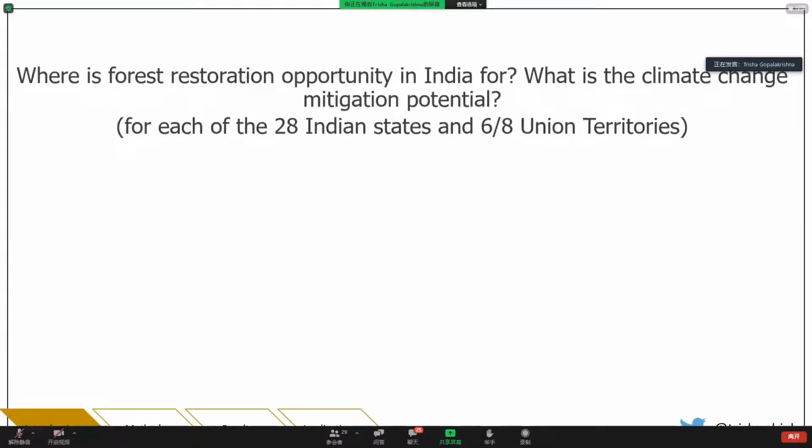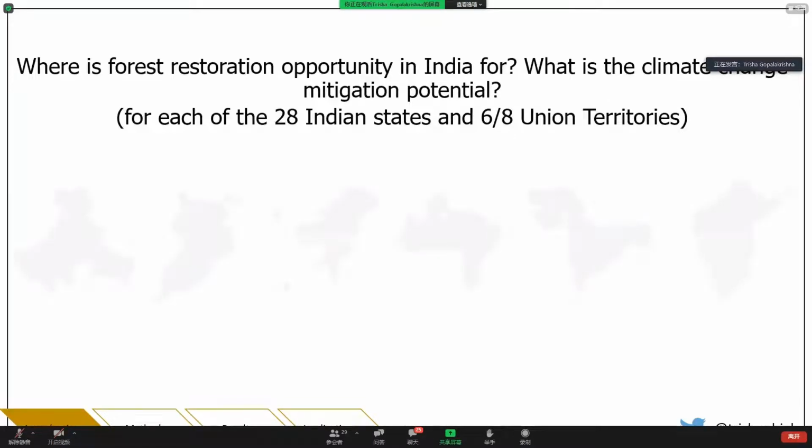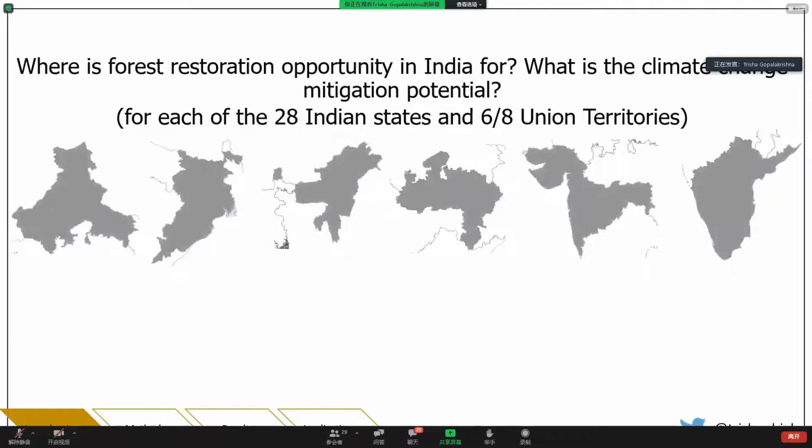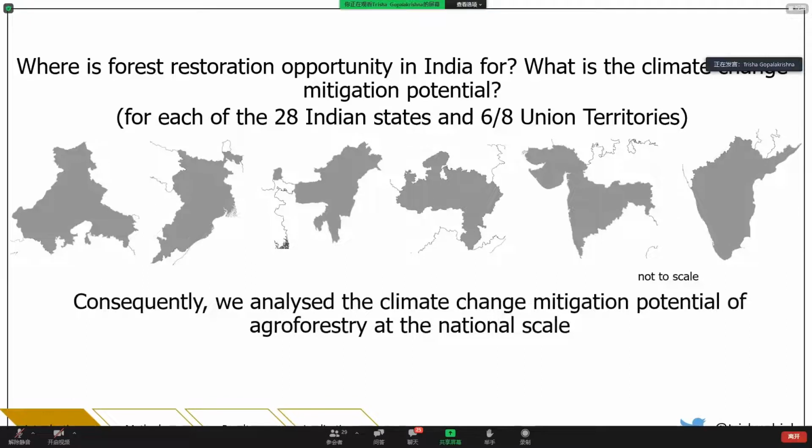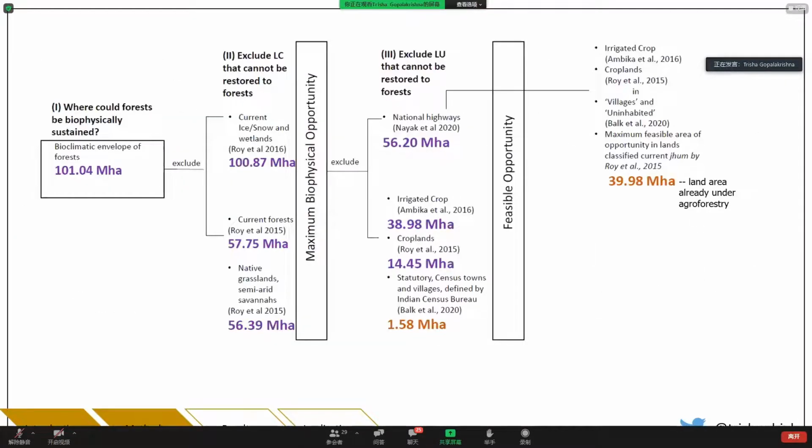So we defined the area of opportunity for forest restoration as all land area within India that could sustain natural forests at biophysically appropriate forest canopy densities without compromising non-forest endemic ecosystems and without endangering food security. And the resulting cumulative sequestration potential by naturally regenerating forests in the area of opportunity is the climate change mitigation potential that we calculate in this study. And consequently, we also estimated the mitigation potential of agroforestry considering only agri-silvicultural systems at the national scale. So on the slide, you see the overall methodology to calculate the area of opportunity for forest restoration and agroforestry.